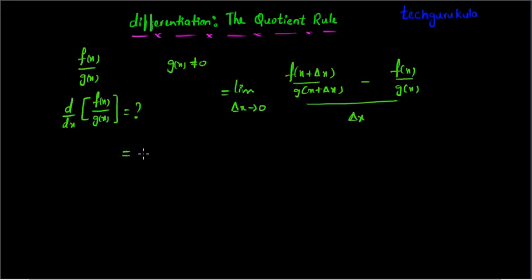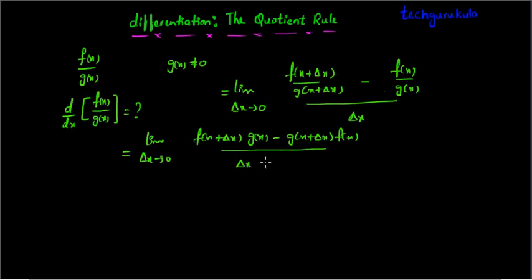Now we can rewrite this by multiplying g of x with f of x plus del x and g of x plus del x with f of x, and these two multiplying will come to the denominator, multiplied with del x. Rewriting that: limit del x tends to 0, f of x plus del x times g of x minus g of x plus del x times f of x, whole divided by del x times g of x times g of x plus del x.